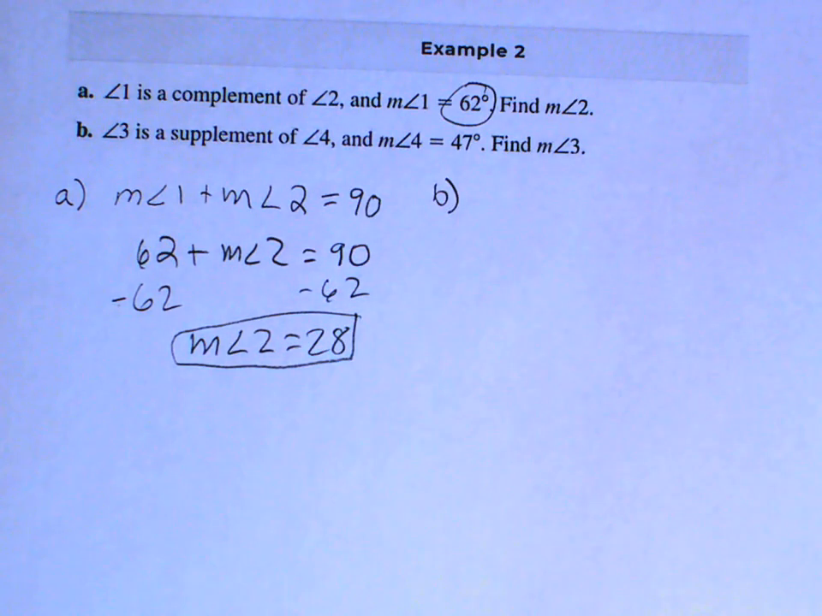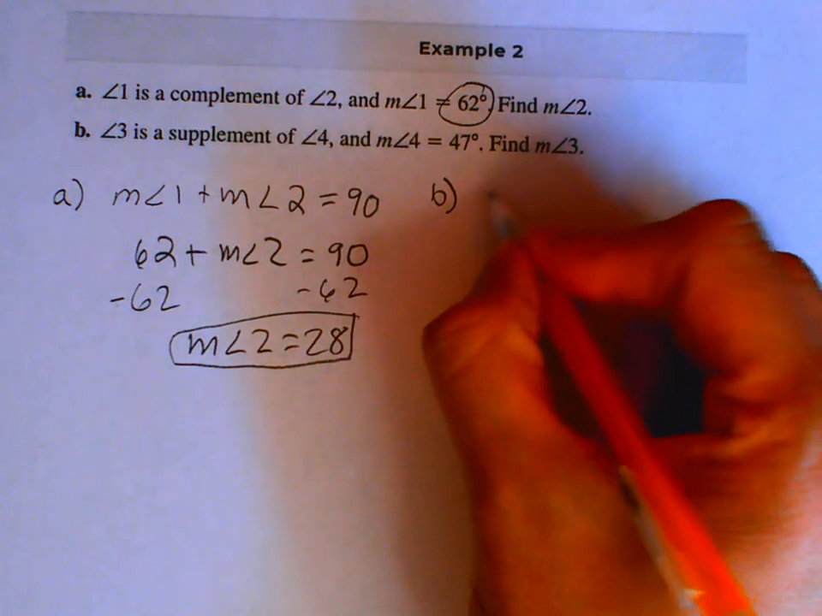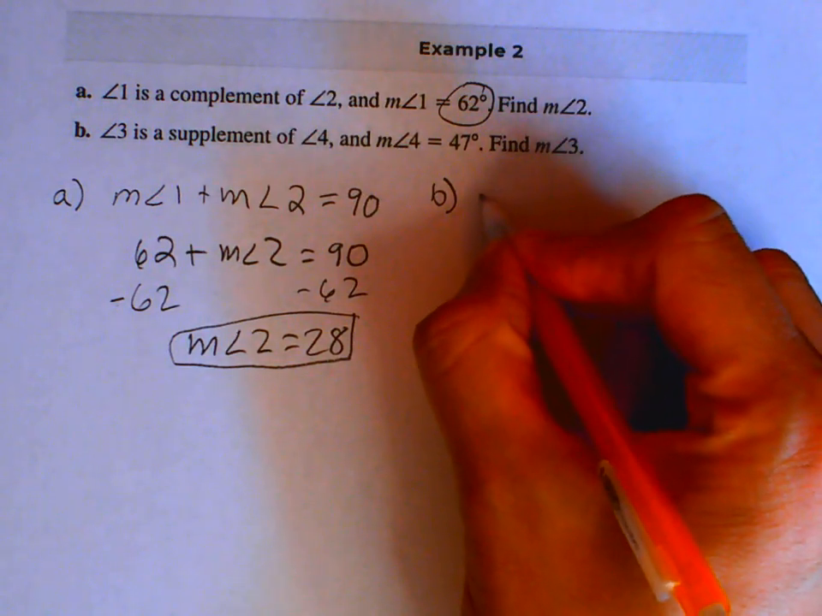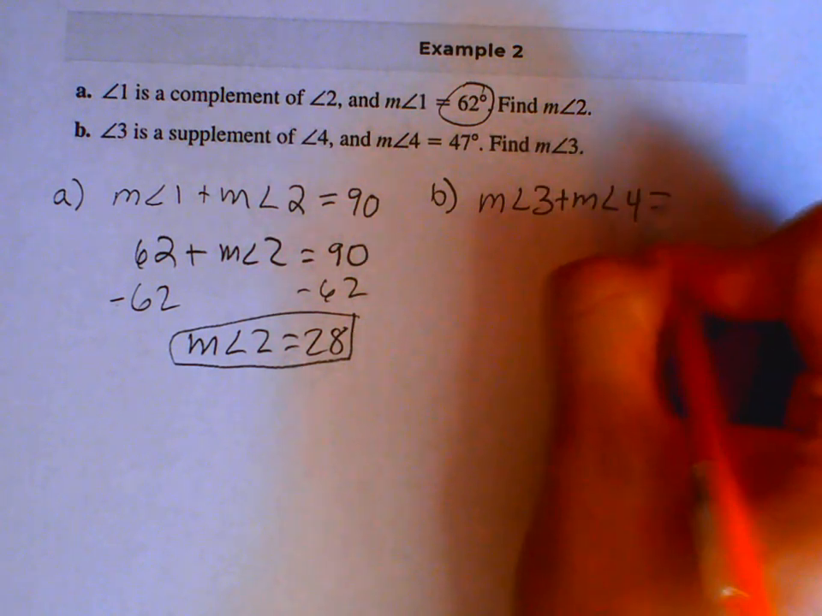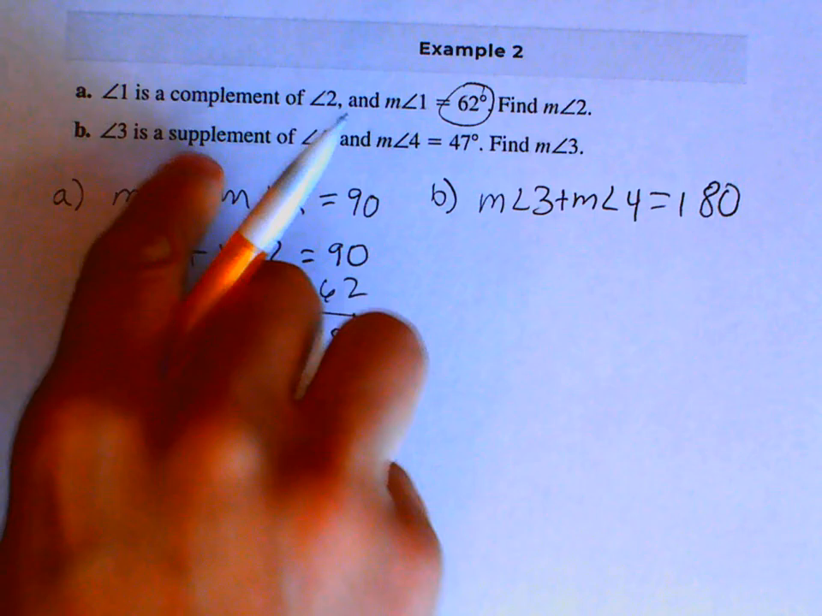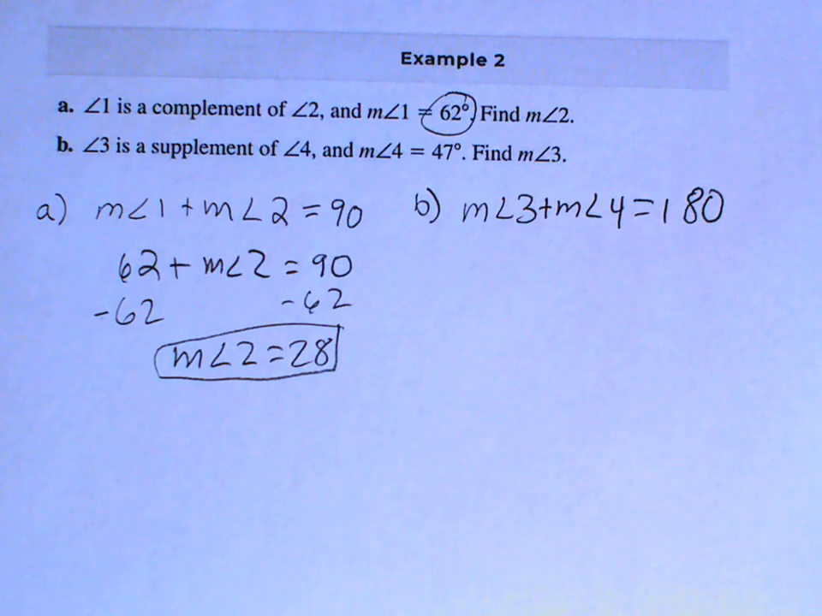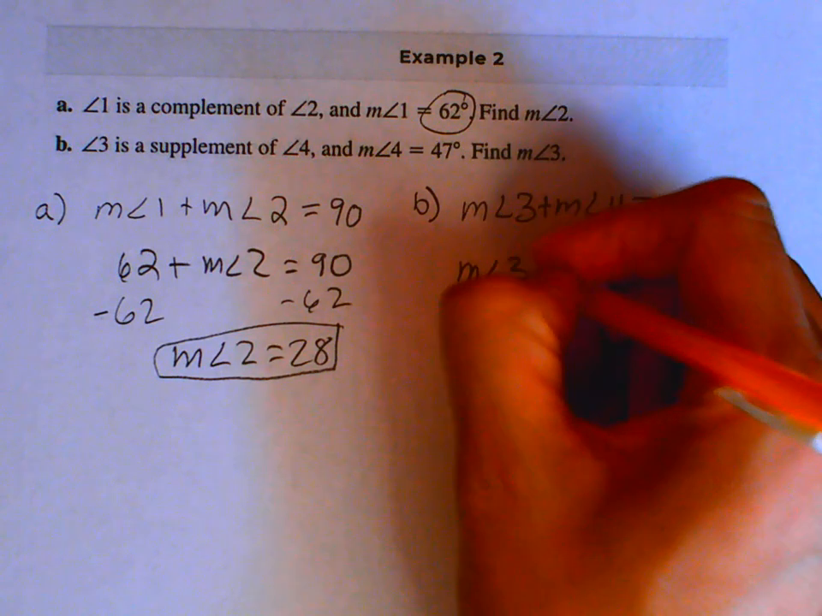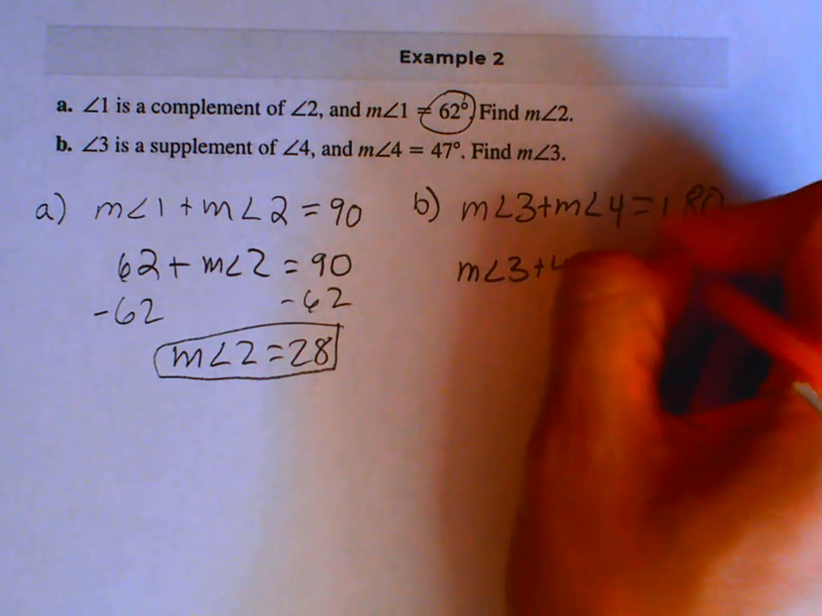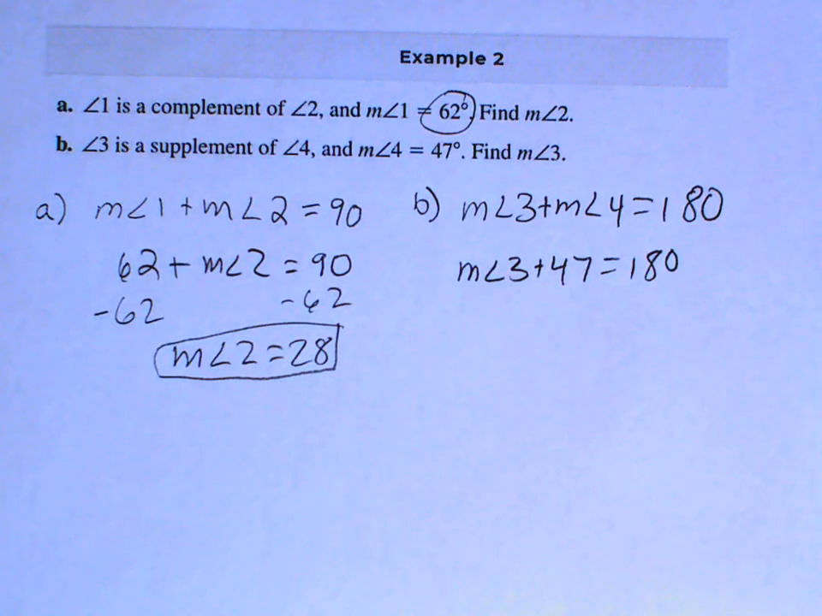Okay, now B is the same idea. The only difference is that instead of them adding to 90 degrees, they're going to add to 180 degrees. So the measure of angle 3 plus the measure of angle 4 equals 180. Why? Because it's a supplement. The measure of angle 4 is 47. So we have to subtract.